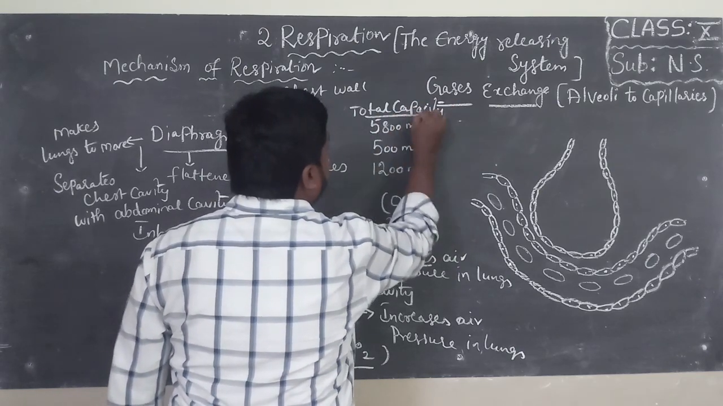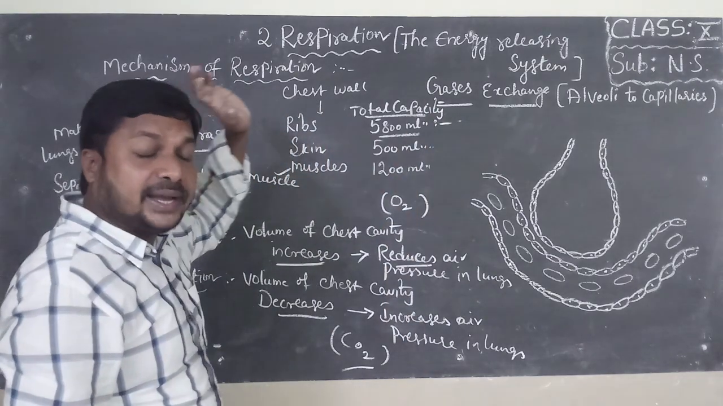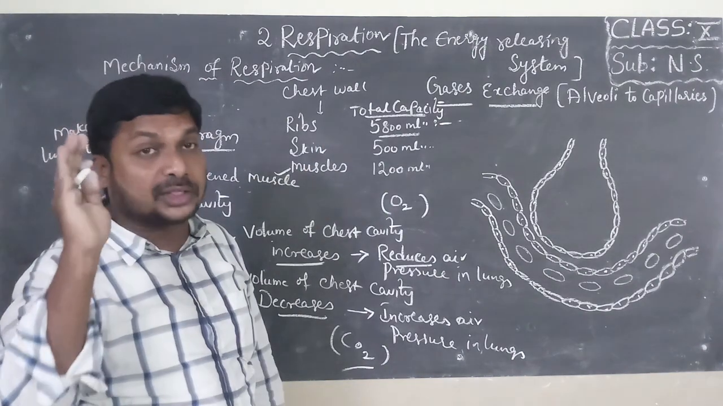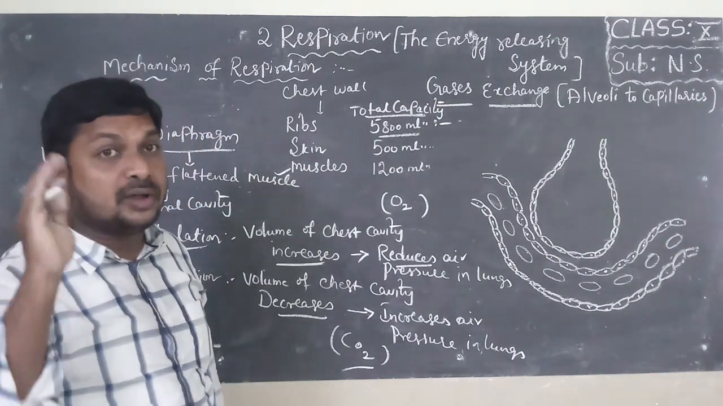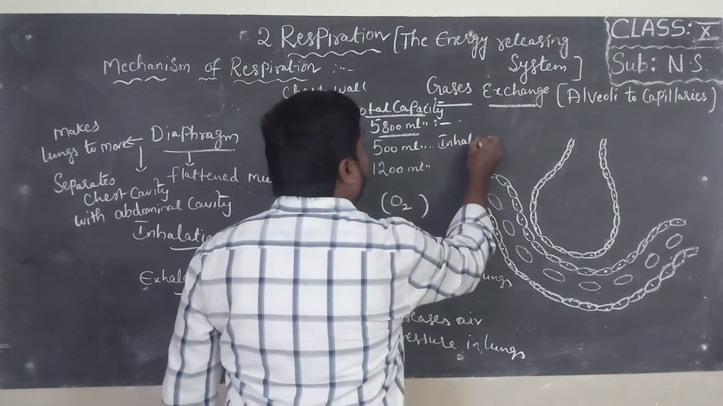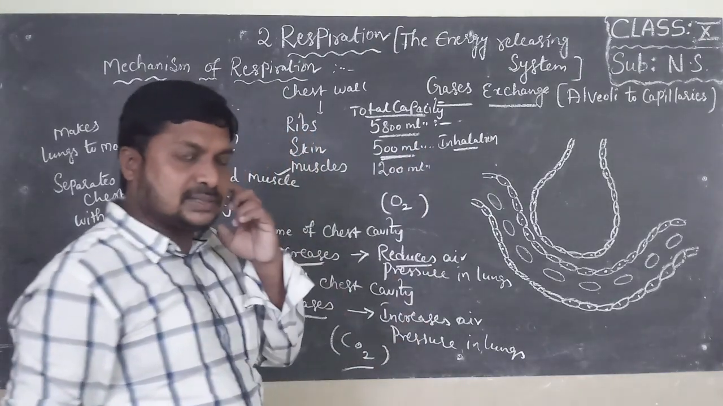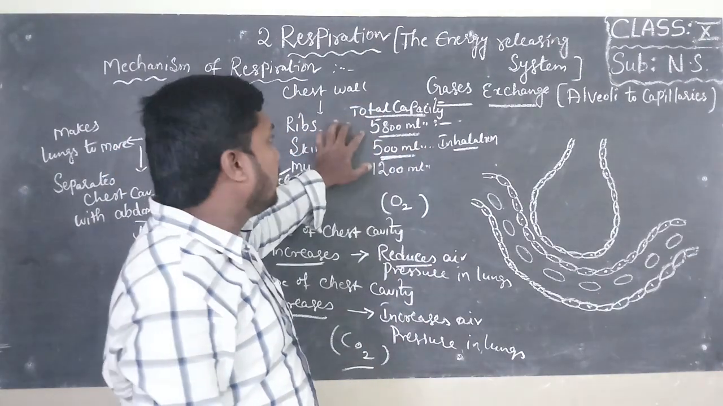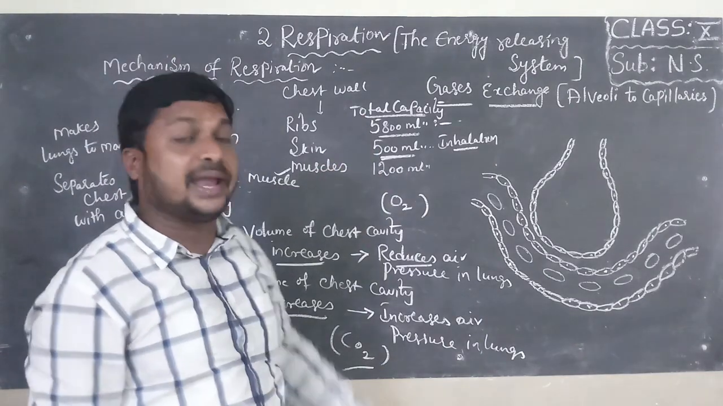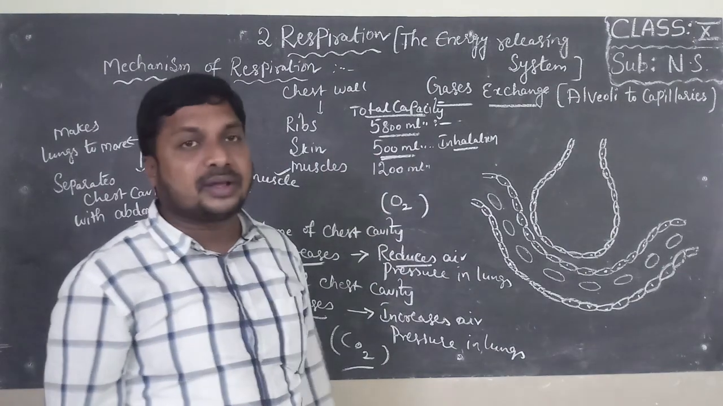The total capacity of lungs is 5800 ml. It means the lungs can take up to 5800 ml of gas. But at the time of normal inhalation, we will take only 500 ml of gas.